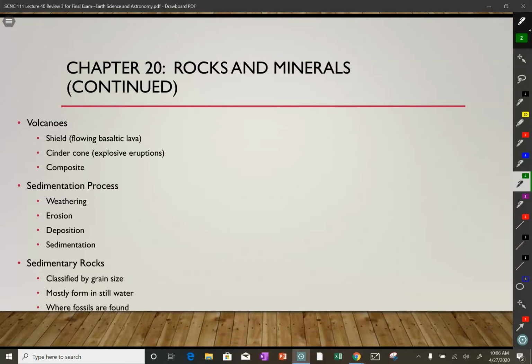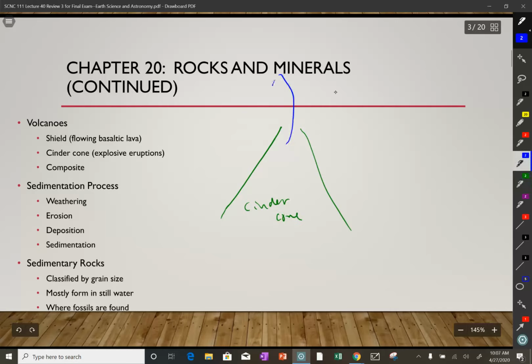Volcanoes. Most of what we think of as volcanoes are things like this that are the cinder cones. These occur when you have a violent eruption, and then a lot of stuff falls nearby and less stuff falls farther away, and it creates the cinder cone. So cinder cones have violent eruptions. They tend to be magma that does not flow as easily, so it builds up higher pressures.